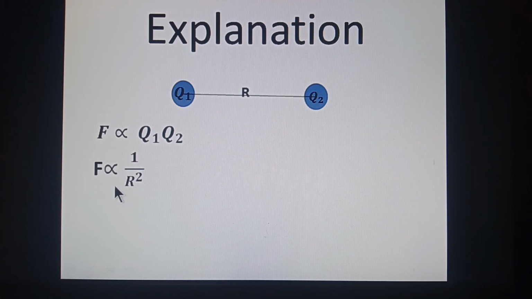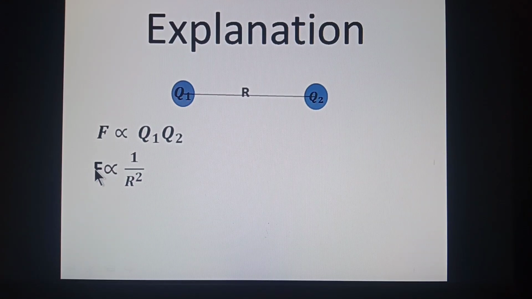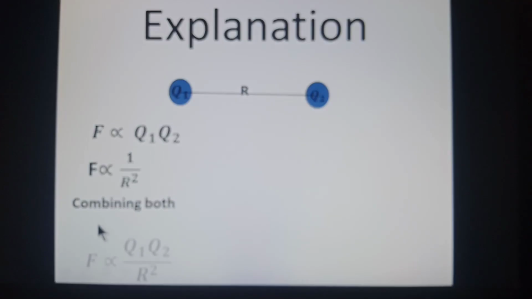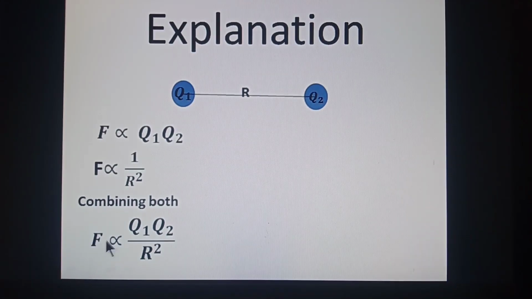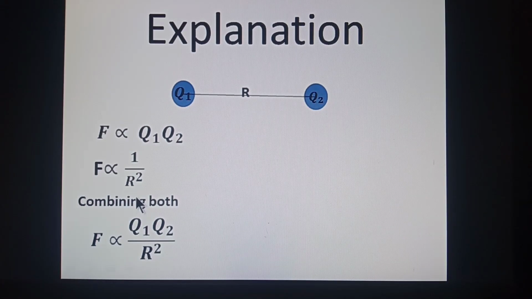Secondly, this force is inversely related with the square of the distance between their centers. This relation shows that an increase in the distance decreases the force, and a decrease in the distance increases the force. We combine these two facts in the form of a single equation like this. F is proportional to q1, q2 over r square. q1, q2 are the charges, r is the distance, F is the force.